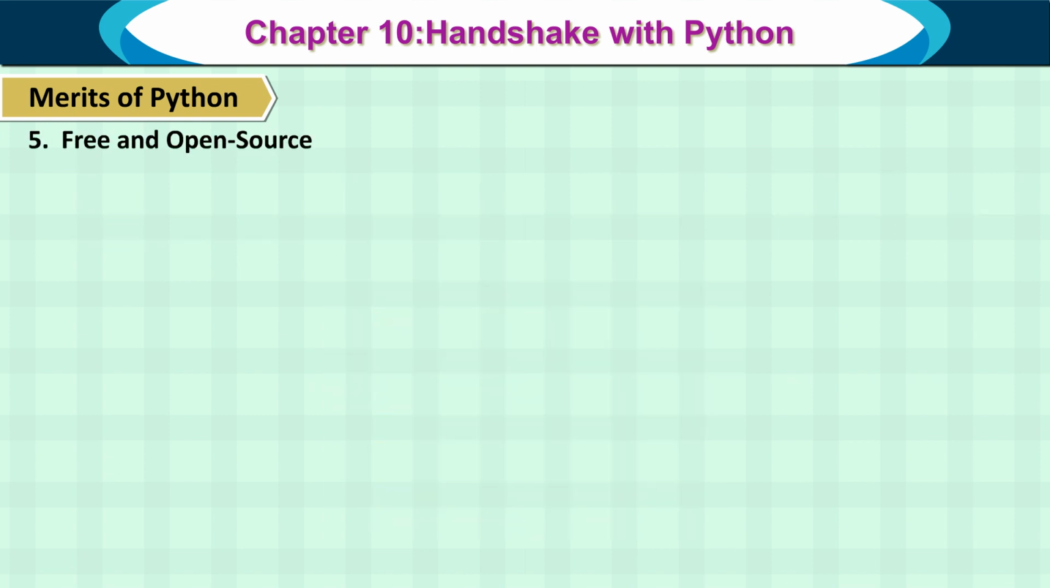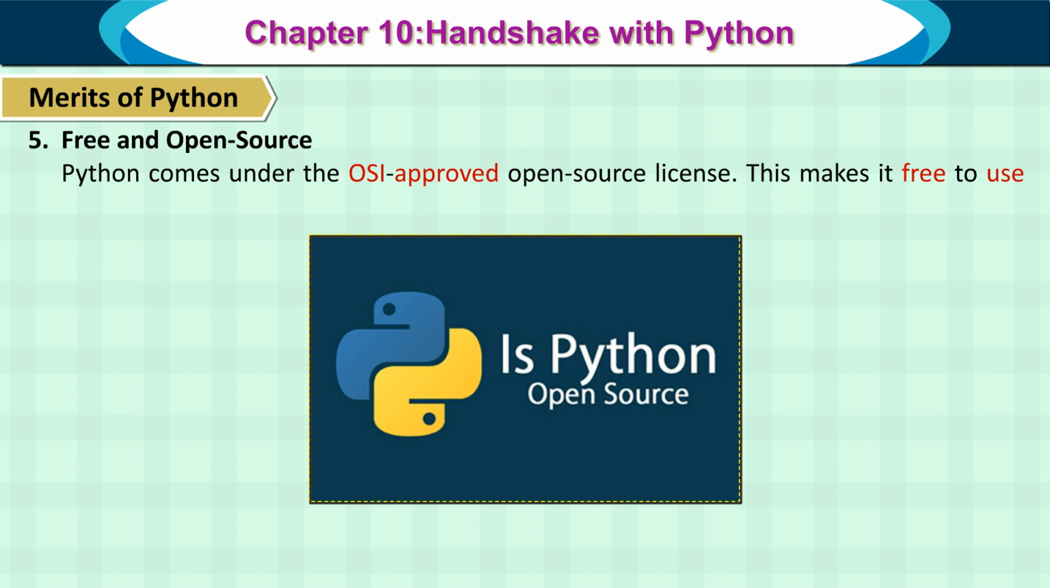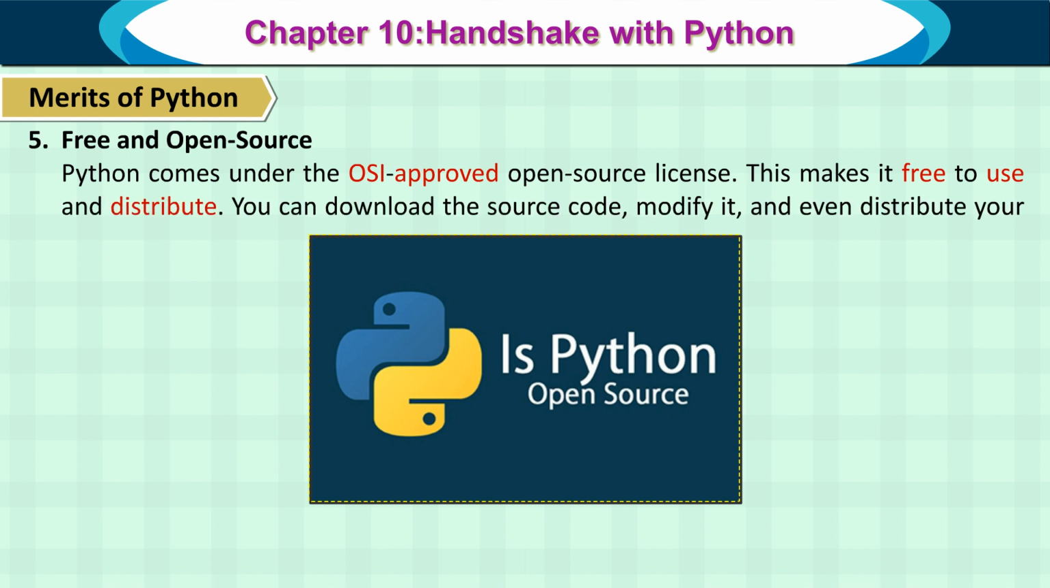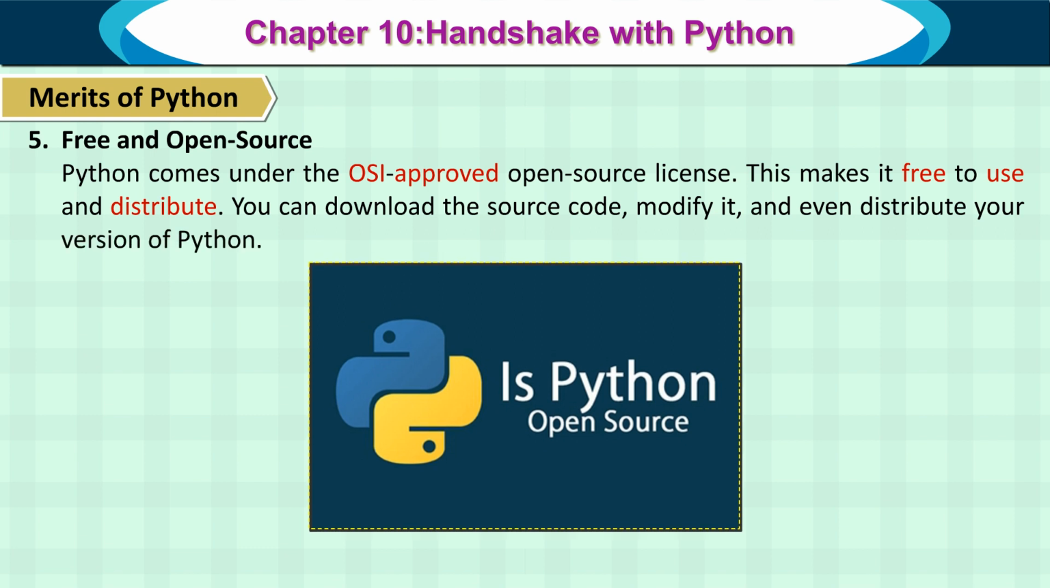5. Free and open source. Python comes under the OSI approved open source license. This makes it free to use and distribute. You can download the source code, modify it, and even distribute your version of Python.